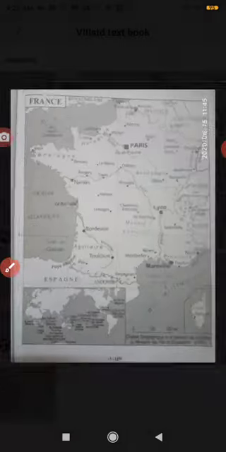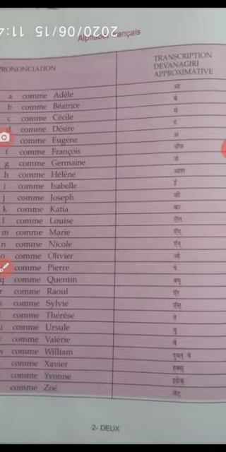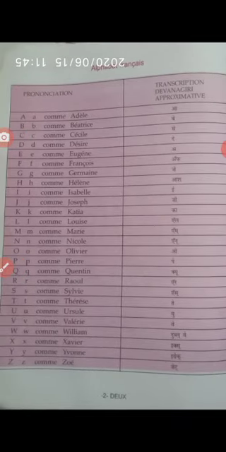Now coming back to your class. For today we are going to start with the first lesson. So before we do the first lesson, let me take you through some phonetics. Okay, so let's do some pronunciation exercises. Everybody, eyes on the screen, please look at the textbook.